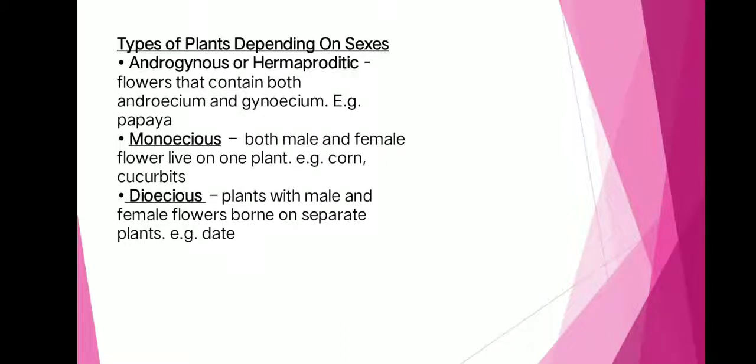Types of plants depending on sex. Androgynous or hermaphroditic. Flowers that contain both androecium and gynoecium. Example, papaya. Next, monoecious, both male and female flowers live on one plant. Example, corn and cucurbits. Dioecious, plants with male and female flowers borne on separate plants. Example, dates.